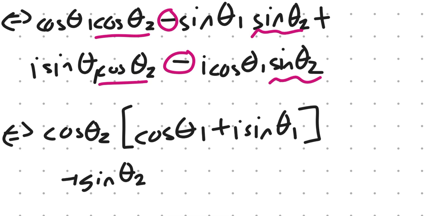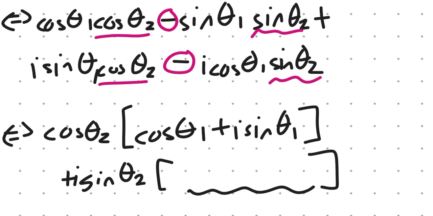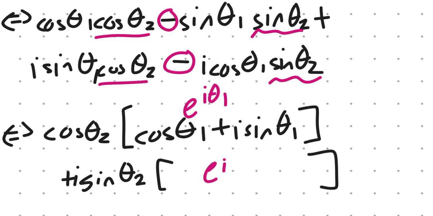Then we have negative sine theta 2, and I would like to get the i sine theta 2 out too. Let's put the plus here. It's because if we have the same thing here as this one, then we can actually prove it, because this should be e to the i theta 1, and here's e to the i theta 1, and this will be e to the i theta 2. So that's why we want to prove it in this way.